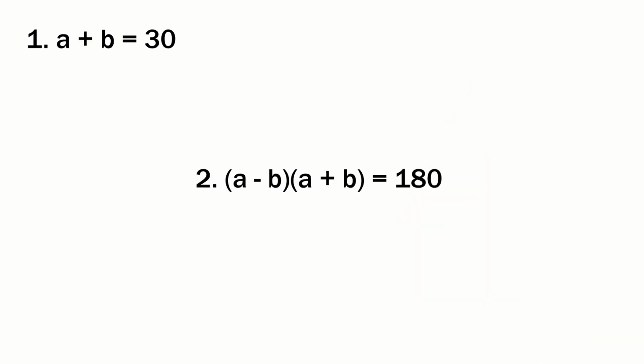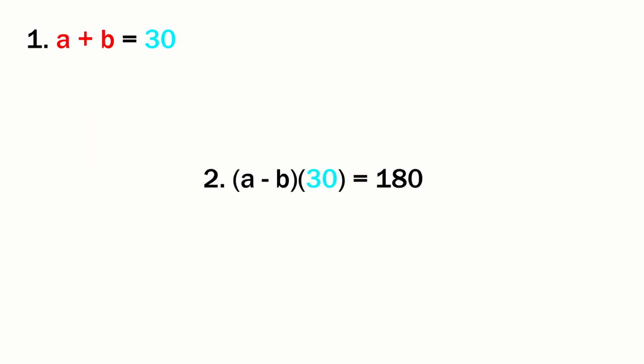Start by factoring the second equation. (A minus b)(a plus b) equals 180. But we already know from the first equation that a plus b equals 30. So when we plug that in, our equation will look like this. (A minus b) times 30 equals 180. Now divide both sides by 30, and our equation will become this. A minus b equals 6.